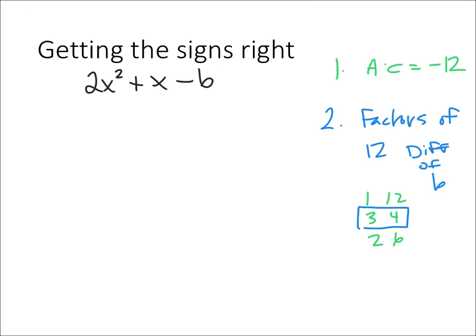Now again, I told you this in the last video, we have to figure out which one is positive and which one is negative. Well, b is positive, so the larger of these two factors will be positive, so we'll have a negative 3 and a positive 4.